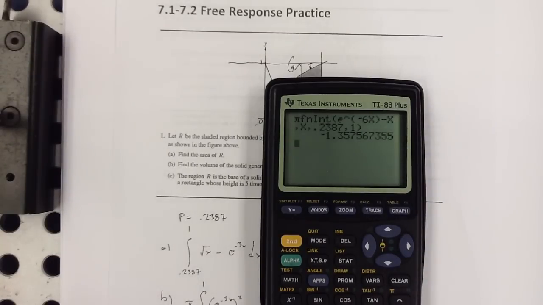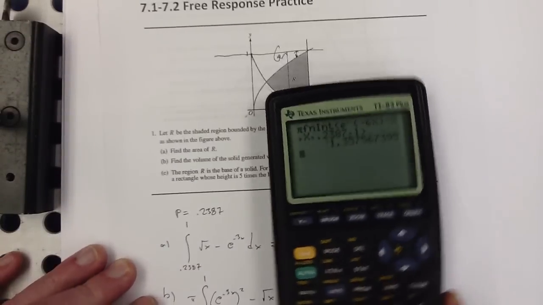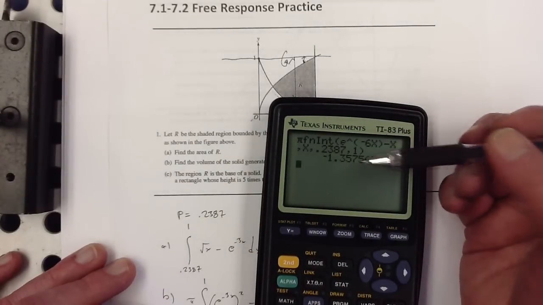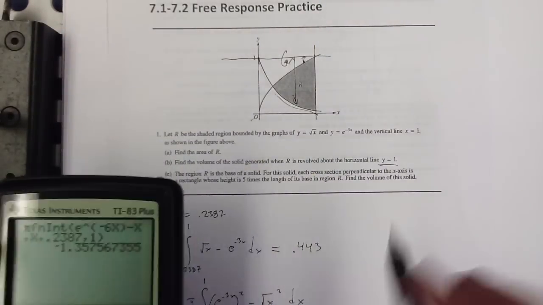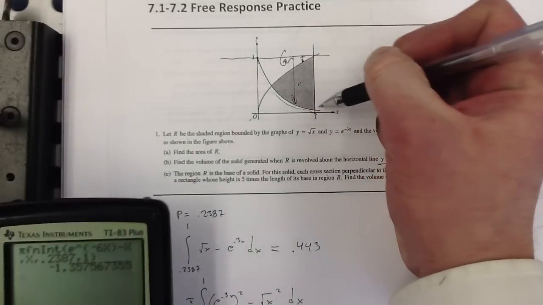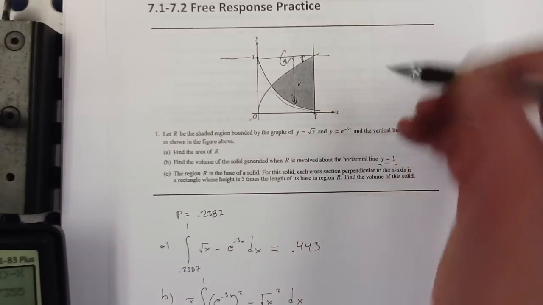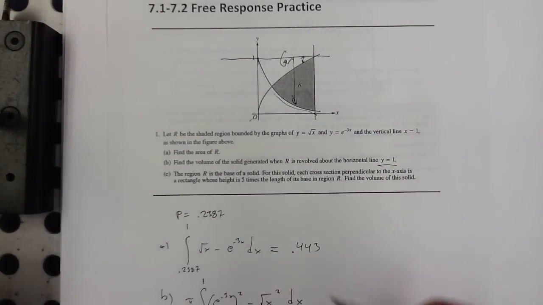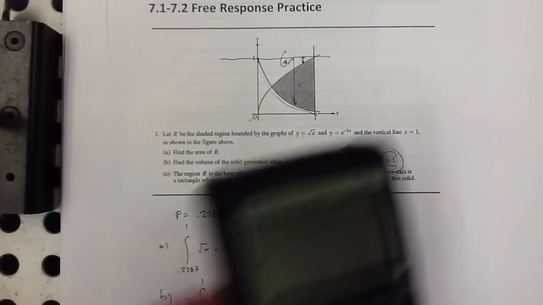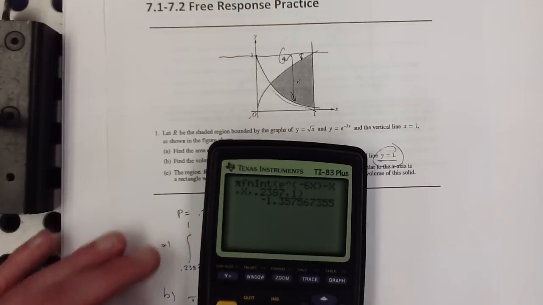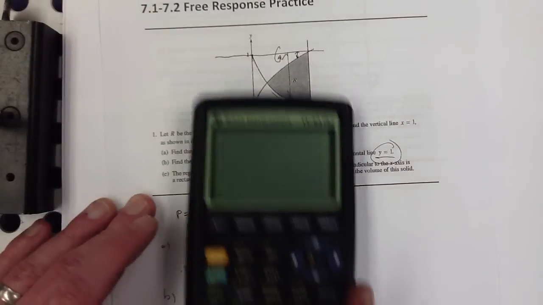Uh-oh. Let's see, did I forget to switch the order of them? What did I do? That can't be right because it can't have a negative area, right? So let's see. No, that's right. It should come first. Oh, I forgot that I'm rotating around y equals 1, which means inside each one of these there should be a minus 1. Let me go back and fix that. Actually, let's just type it in over again.